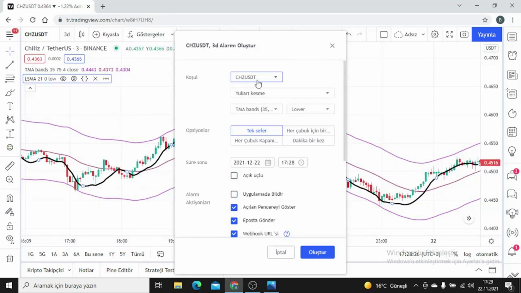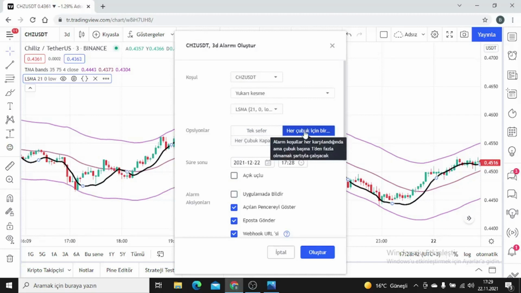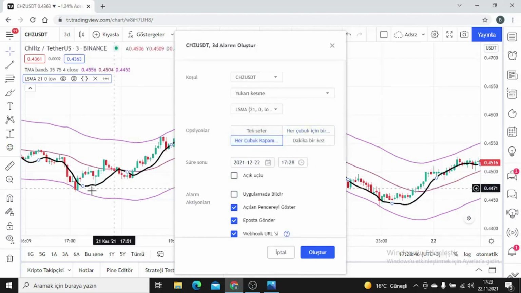If we are going to build directly on the chart, that is, we will build on the chart of CHZ, and we want an alarm to sound for us every time the candlestick intersects with the LSMA. We will choose our condition here as CHZ, that is, whichever period, which graph is open, and we will say that it crosses upwards. What will it cross up with? This time when we set the LSMA to for each candle close, friends, it will give us a signal every time it crosses.